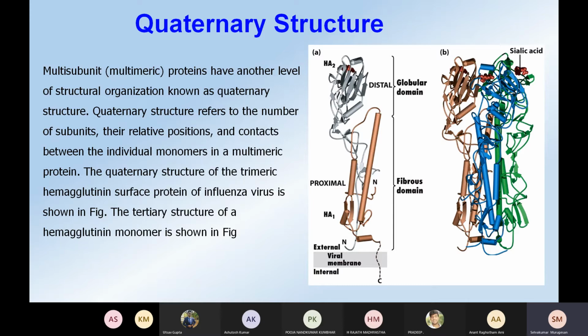So one should know how the protein structure changes when it interacts with different media or materials. Now here is one best example of a protein, based on a hemagglutinin surface protein of the influenza virus. You can see the formation of different multi-subunits in the form of a fibrous domain as well as a globular domain.